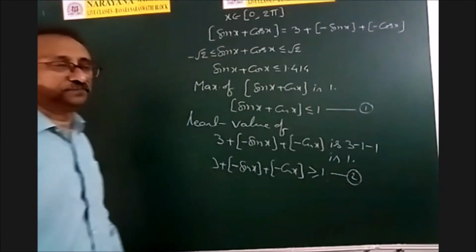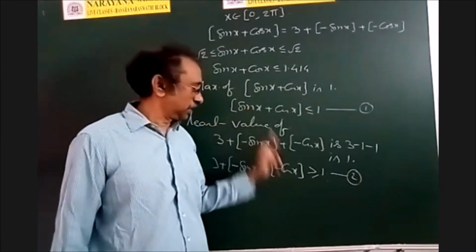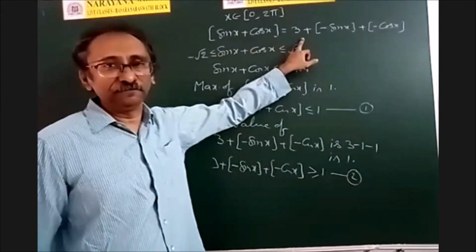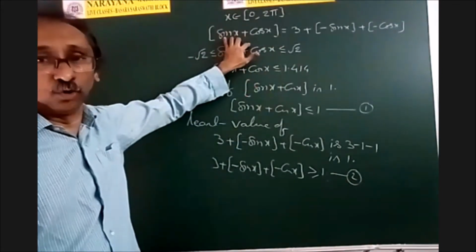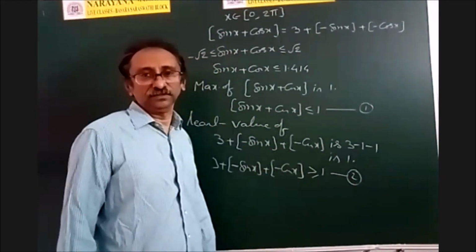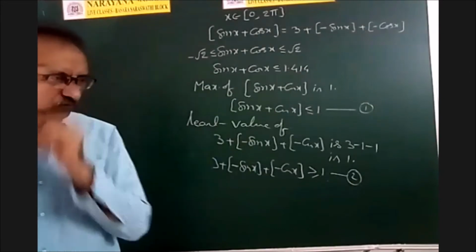This is the second one. So this is less than or equal to 1 and this is greater than or equal to 1. But given that they are equal, the equation will hold only if this is equal to 1 and this is equal to 1. Okay? So write down. We'll continue.